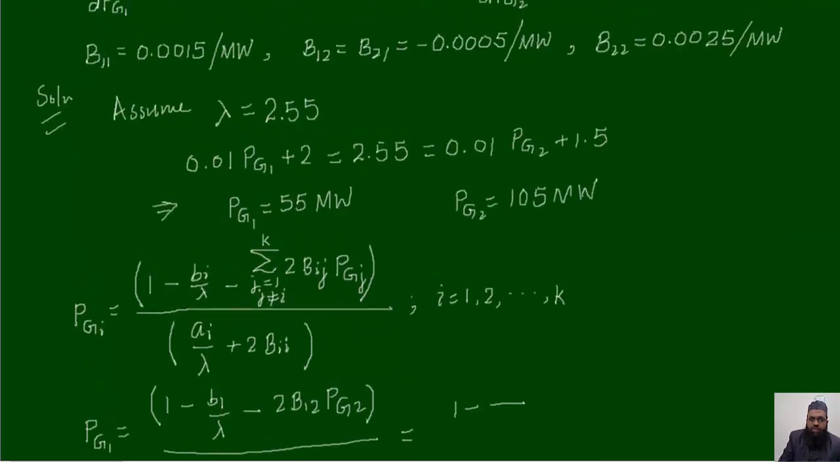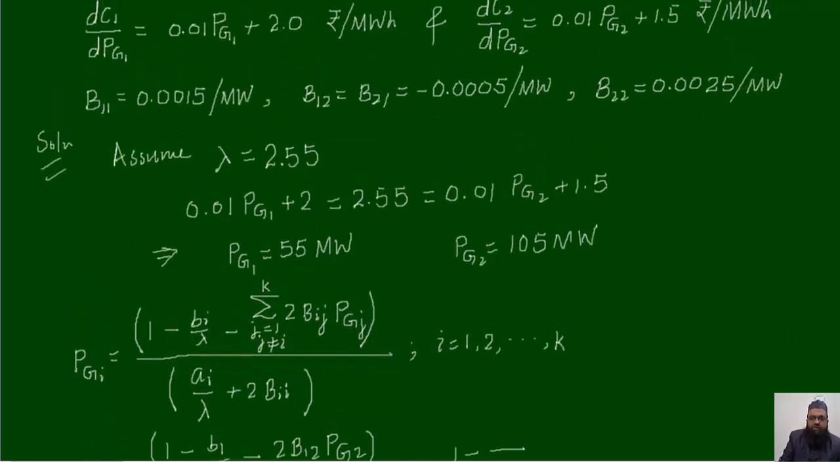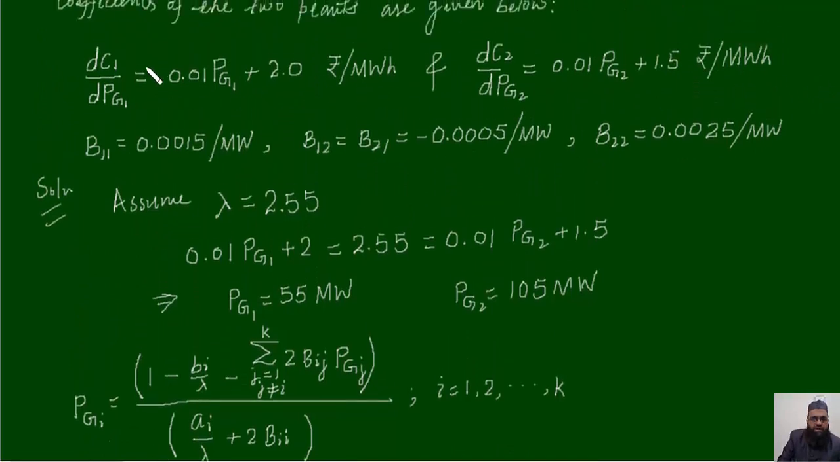So this can further be written as 1 minus B1 upon lambda. B1 is, see the incremental fuel cost, del C1 upon del Pg1. So this is the intercept B1 and this is A1. Similarly, this is A2 and this is B2, 1.5. Substitute the values.